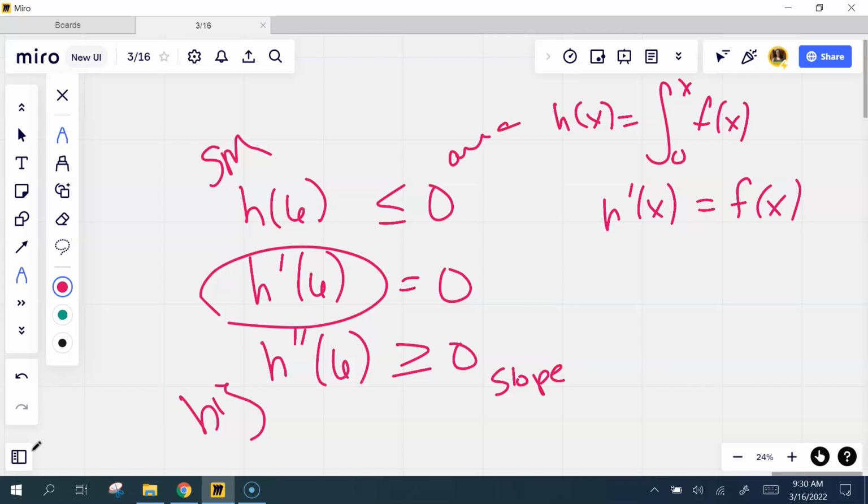All right, 16. A particle moves along the x-axis.